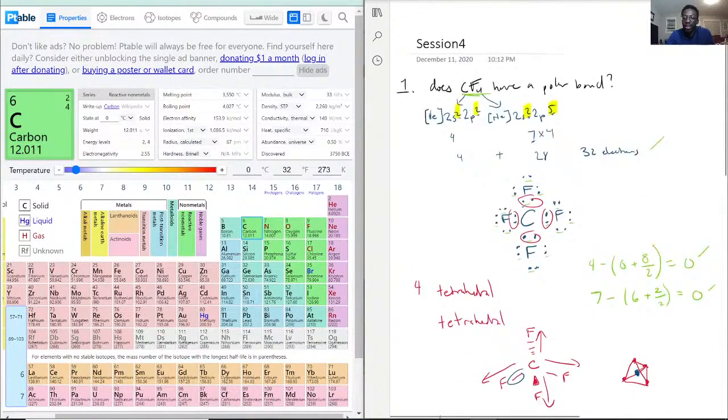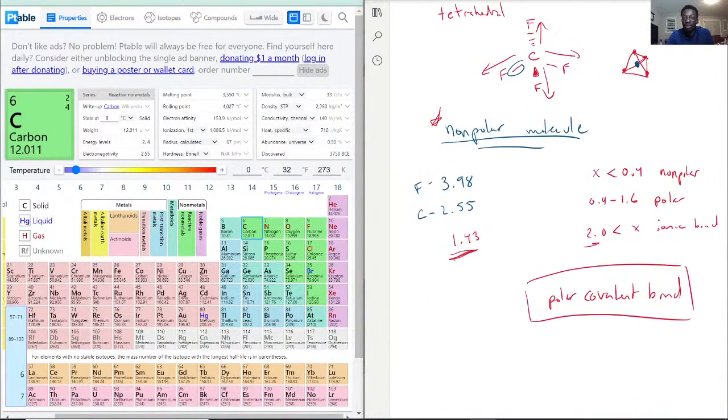But this question is asking for the bond, so we could have just skipped straight to the electronegativity. I wanted to give you a whole full picture of it, because I don't want you to assume that if it has polar bonds, it means it's a polar molecule. That's not always the case, just as this example here.